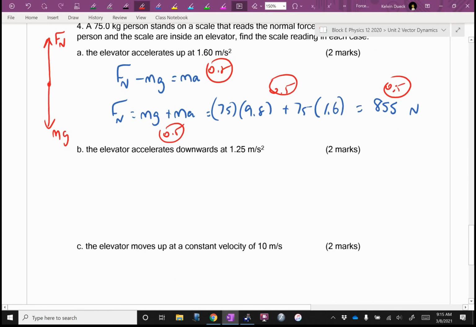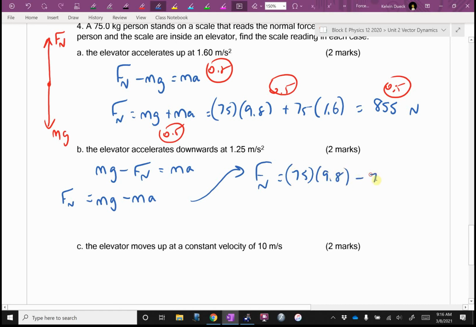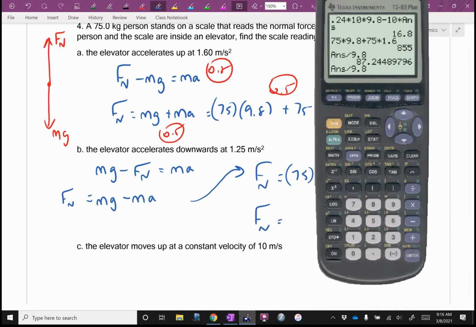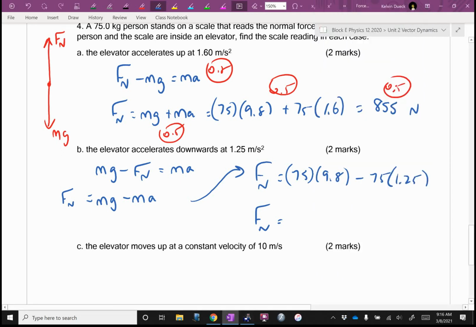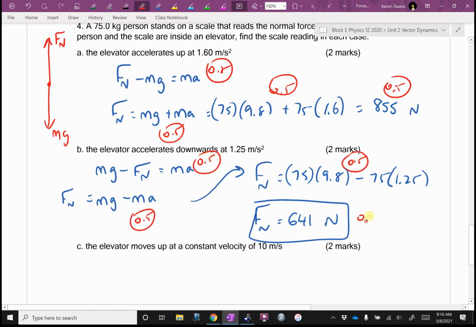Accelerates downwards. If we're accelerating downwards, which is the winning force? Good. So it's going to be mg minus normal force equals ma. Swappy dance, it's going to be mg minus ma equals normal force. The normal force is going to be 75 times 9.8 minus 75 times 1.25. If I'm lucky, I can bring back this calculation and just do a little backspace and editing. Minus, and not 1.6, but 1.25. Do y'all get 641.25? I'll write 641. I'll go to 3 sig figs. Same as before, half mark for the original equation, half mark for getting normal by itself, half mark for the numbers, and a half mark for the answer.